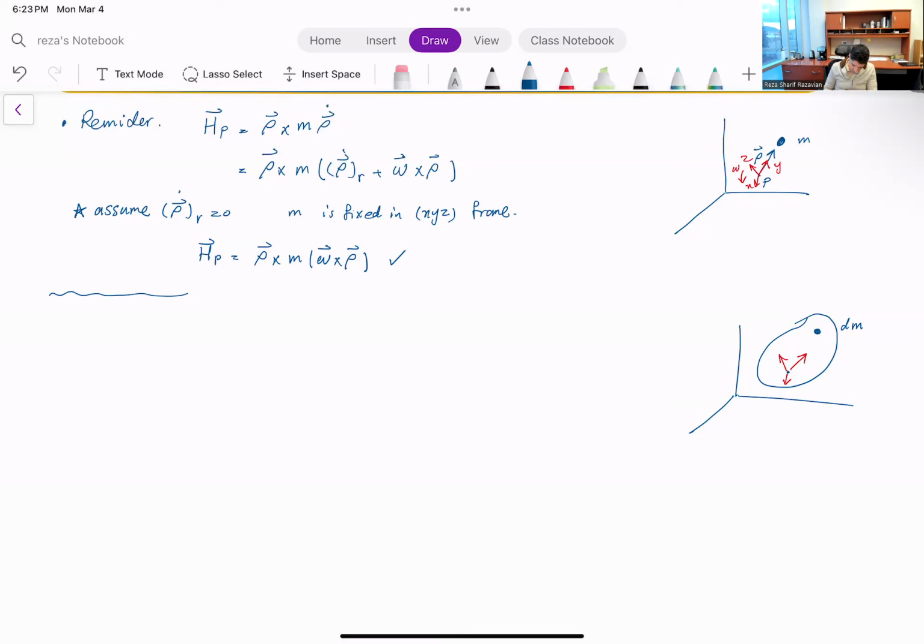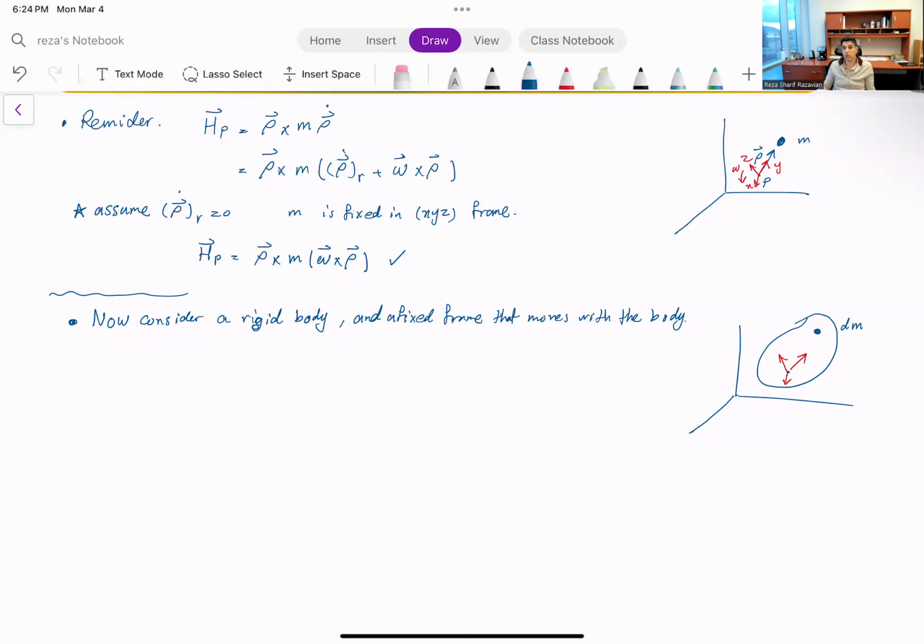Let me do some heading. Now consider a rigid body and a fixed frame that moves with the body. Okay, sorry, I should have written it before. So, I can calculate the angular momentum of any particle dm about that point.